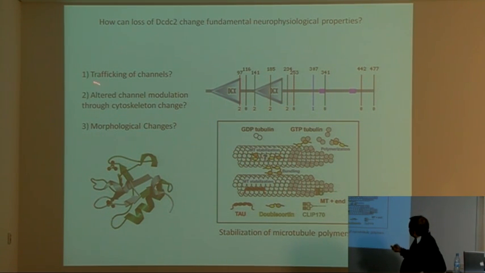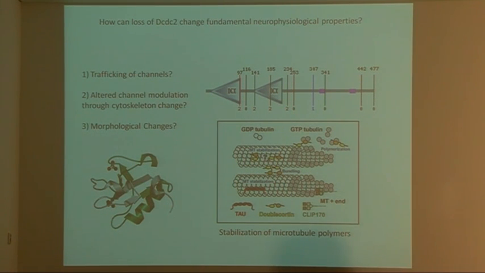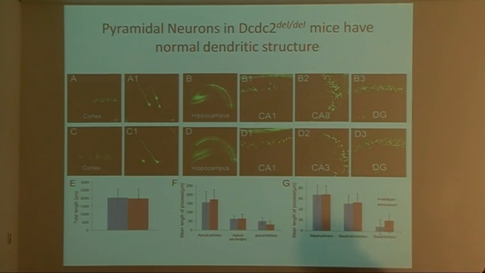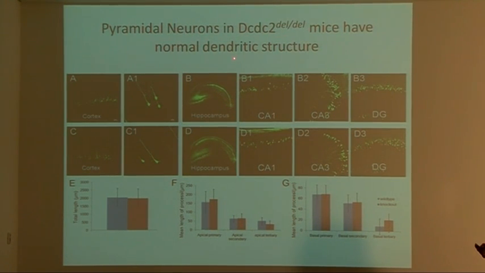Could be trafficking of channels, either with a K, C, or with a K or not with a K. It could alter channel modulation through some cytoskeletal change. We know it associates. Or maybe it could be a morphological change, and what we're dealing with is changes in cable properties. We could look at that one. We're still working on the other ones. And we can find no changes in the pyramidal neuron structures, primary, secondary, tertiary dendrites. So we don't think it has anything to do with a morphological change in these neurons.